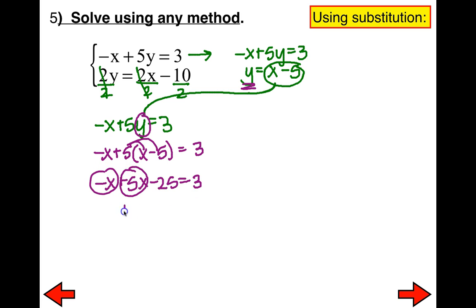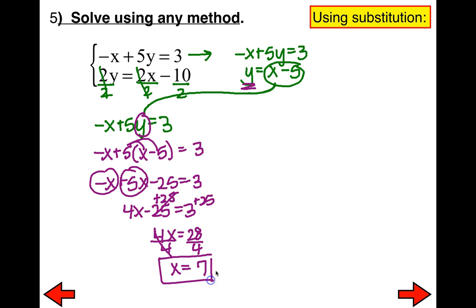Combine like terms, we have 4x minus 25 equals 3. Add 25 to both sides. 4x equals 28. Simply divide both sides by 4, and we're left with x equals 7. However, we're not done. We're going to have to also solve for y. So let's go ahead and plug it into one of these. I'm going to go with the second one.